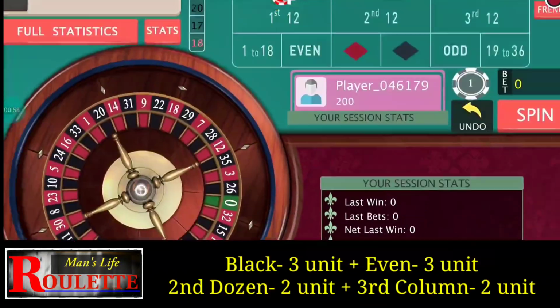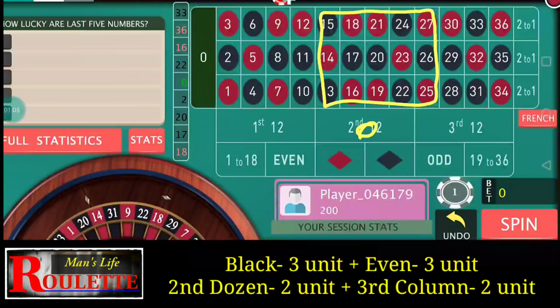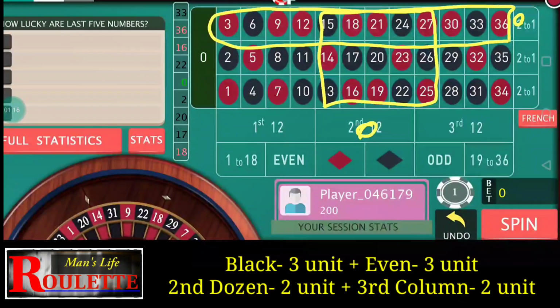To cover numbers from every section, you put one bet over here at the second dozen, which will cover this section of the table. You put a bet over this column, which will cover this section of the table. Another bet at black numbers, because most of the red numbers are covered. You can see we have only 5 numbers left. So next we put a bet over these black numbers, and it will cover all the remaining black numbers.